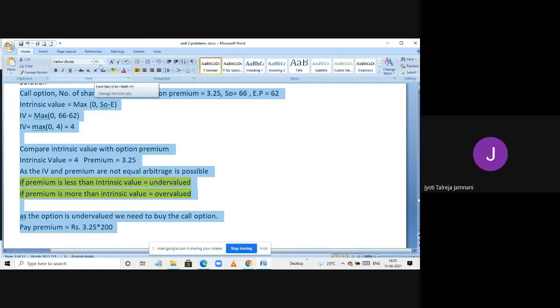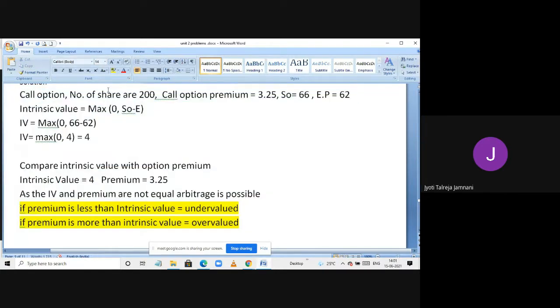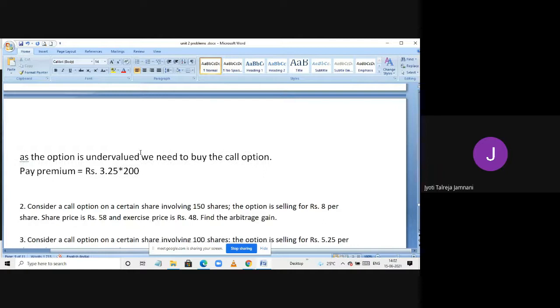Just increase the font. Here you can see number of shares are 200. And the premium is 3.25. So when you buy an option, as the option is undervalued, we need to buy the call option. So if we are buying, we need to pay premium. So you need to pay rupees 3.25 into 200. How much are you paying? If I do 3.25 into 200, 650. We are paying 650, so I'm writing it in brackets. Okay, so 650 we have to pay.